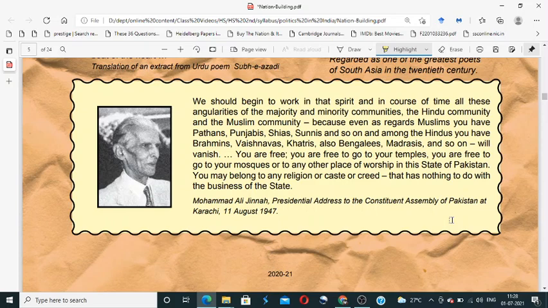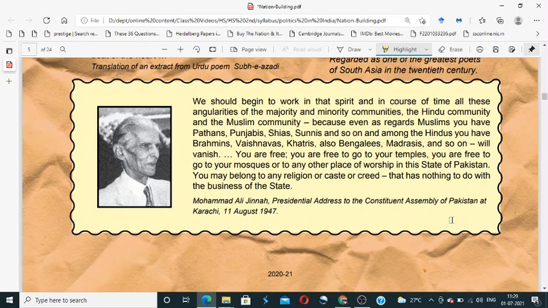You are free. You are free to go to your temples. You are free to go to your mosque or to any place of your worship in this state of Pakistan. You may belong to any religion or caste or creed. That has nothing to do with the business of the state. So this showcases the secular side of Muhammad Ali Jinnah.